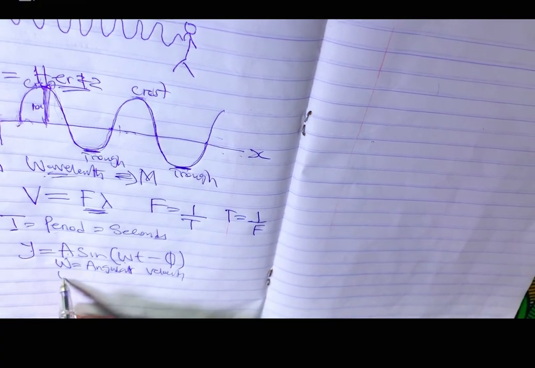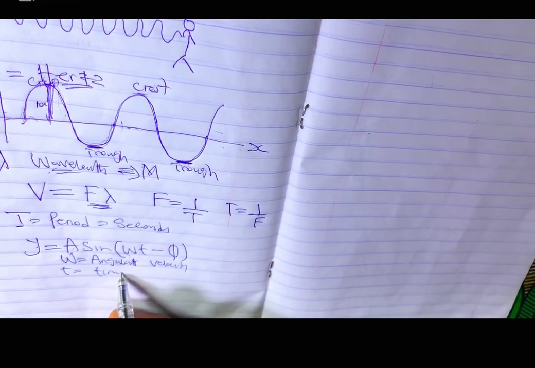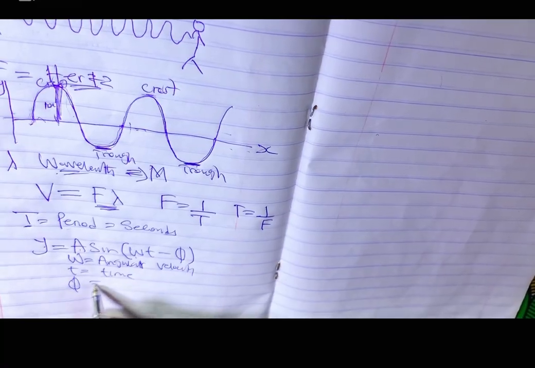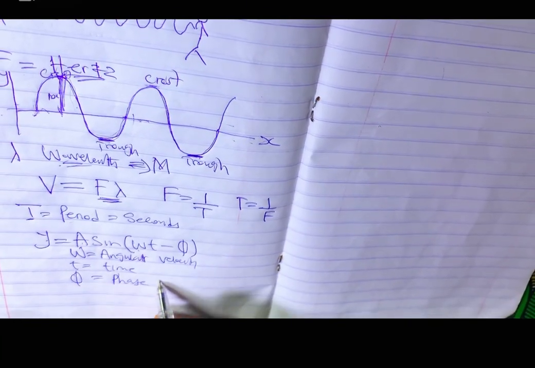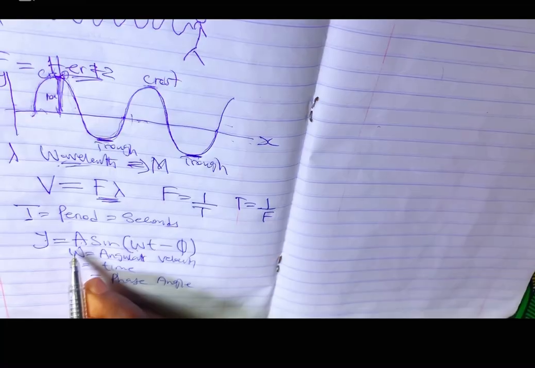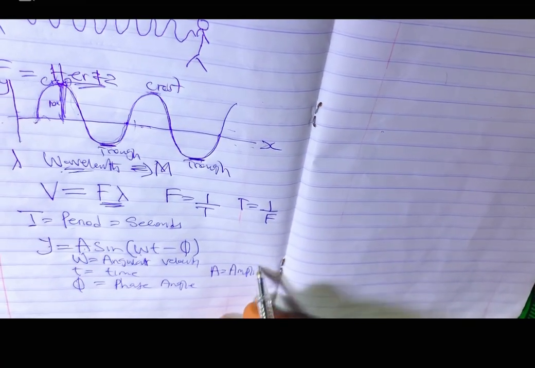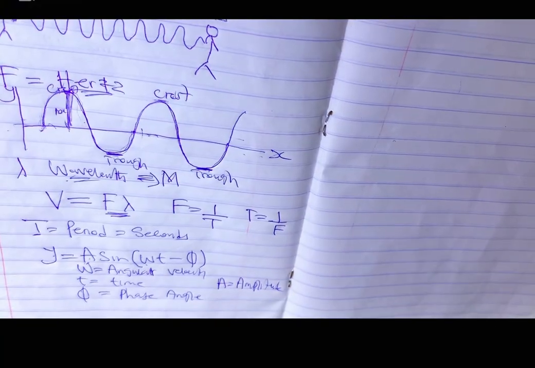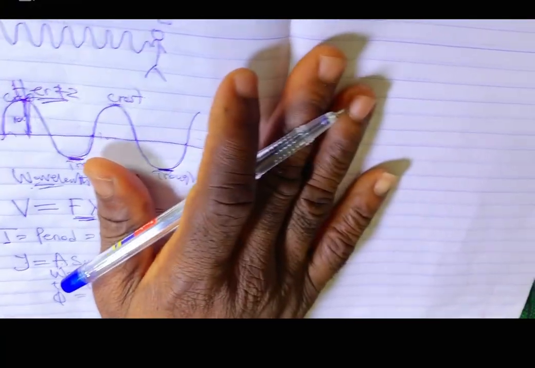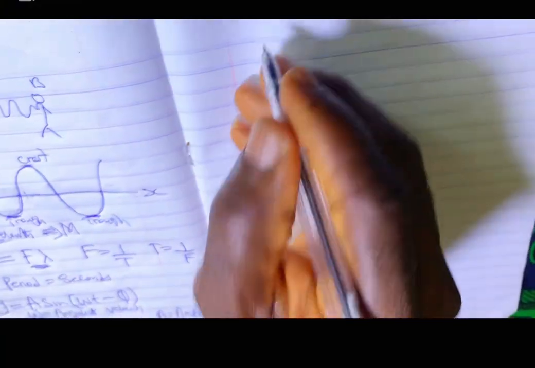And then your t represents your time. Y, this one, represents the phase angle. Don't forget your A also represents your amplitude. Now, remember, we'll go to the next part.